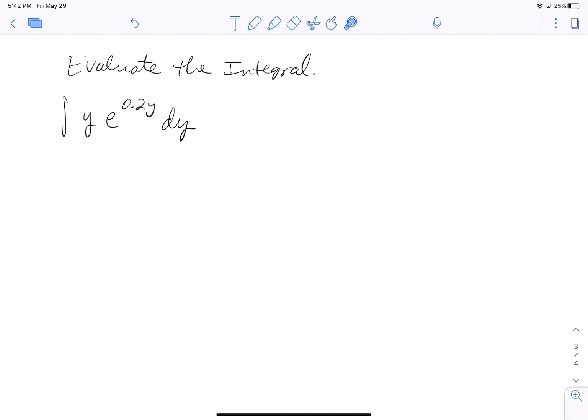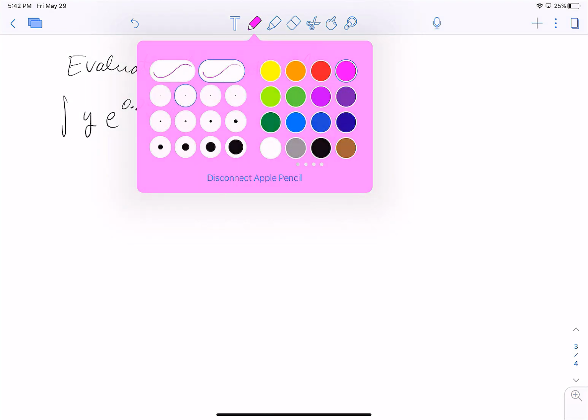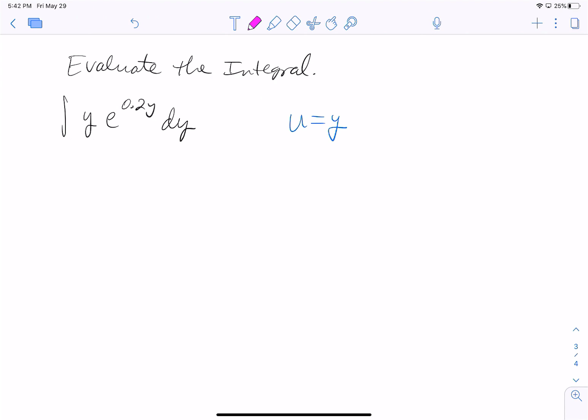The integral of y times e to the 0.2y dy is a good candidate for integration by parts, and that's how we're going to evaluate this integral. We first need to identify a u and a dv, and I'm going to let u equal y and dv be the rest of the integrand. So u is equal to y, and generally we're going to want to pick, for the most part, u to be a polynomial if a polynomial factor exists.